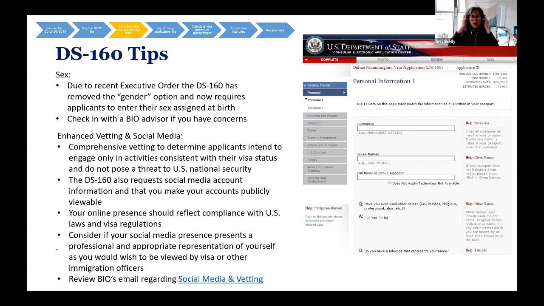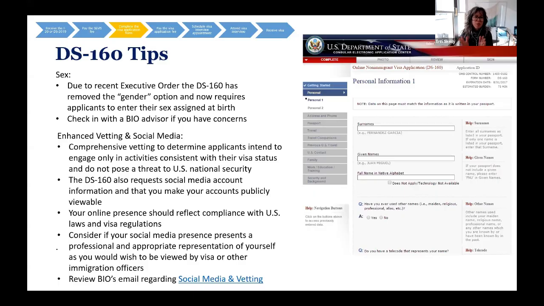So other tips. There have been recent executive orders, and the DS-160 has removed the gender option and now requires applicants to enter sex assigned at birth. If you have questions or concerns about this, please check in with the Berkeley International Office for further advising. We know this could be difficult or distressing for some students who have documentation where these things do not match. So please check in with us so we can have a conversation and see what we can do to assist you and make sure that you understand the instructions.